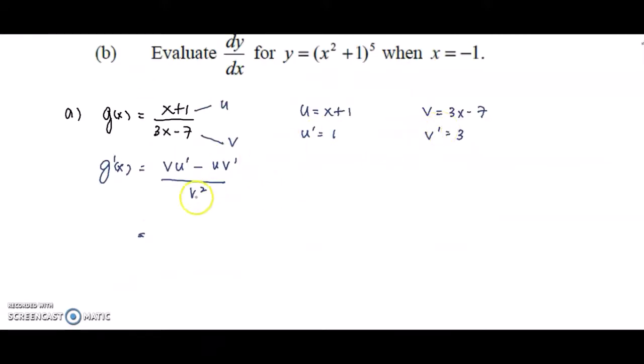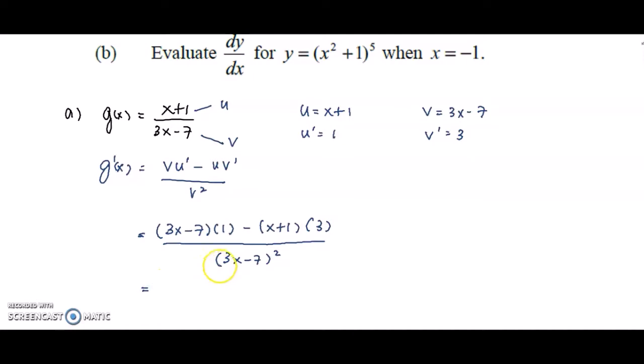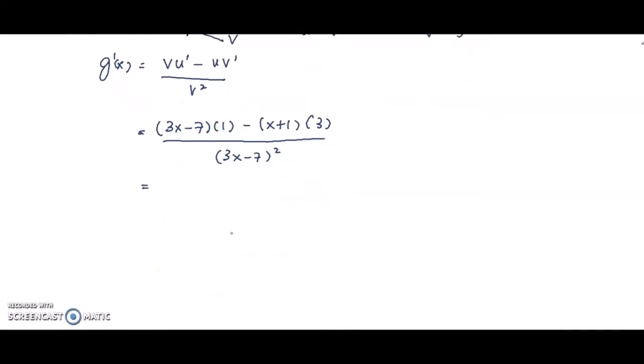So we just plug in all these u and v. This is my v, and u prime will be 1, minus, put in the u, that will be x + 1, and v prime is 3. All this will be divided by v squared, that is (3x - 7) squared. Okay, so we need to simplify the numerator first, expand and simplify. I have (3x - 7) minus (3x + 3), divided by (3x - 7) squared.